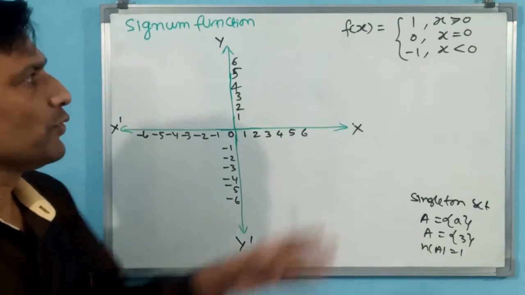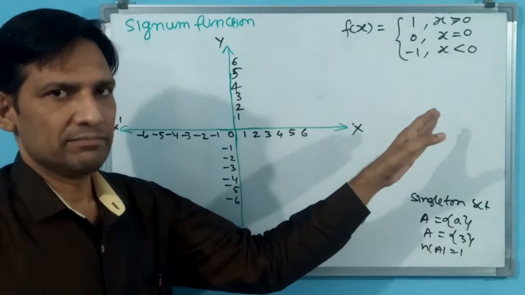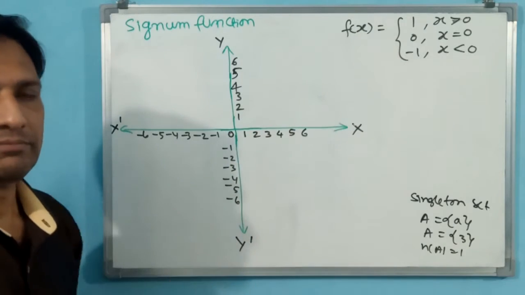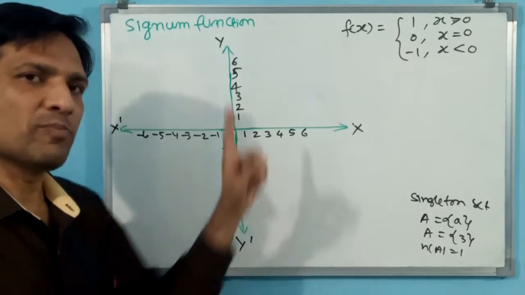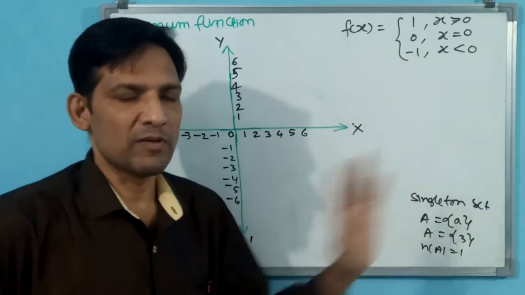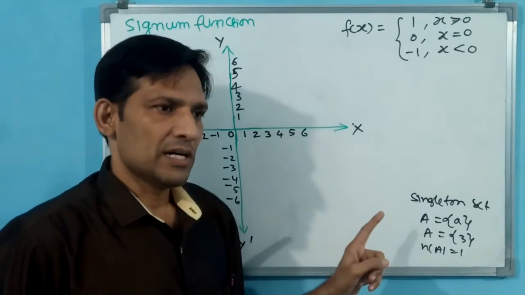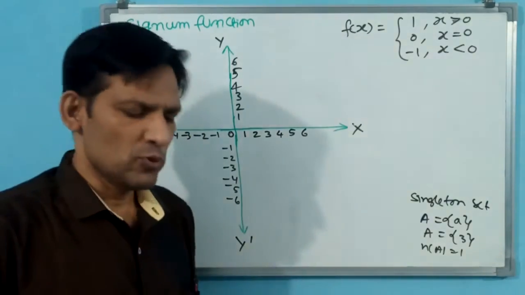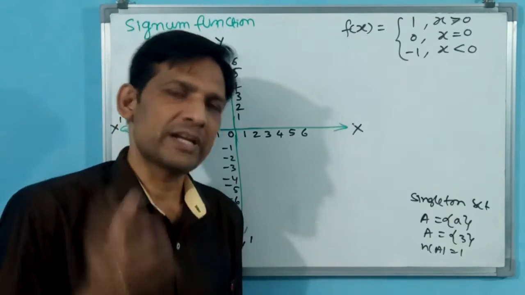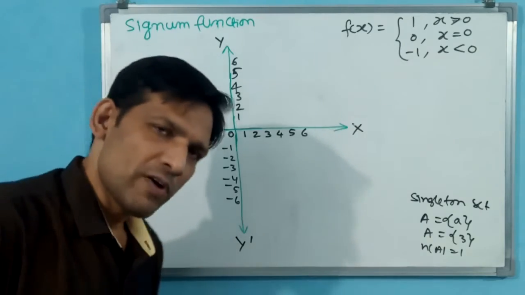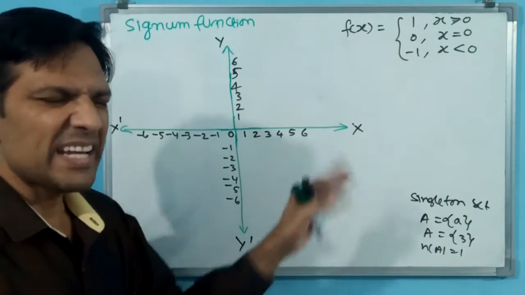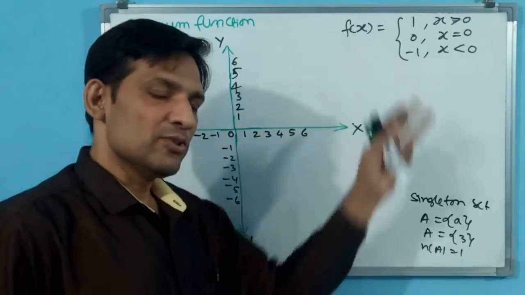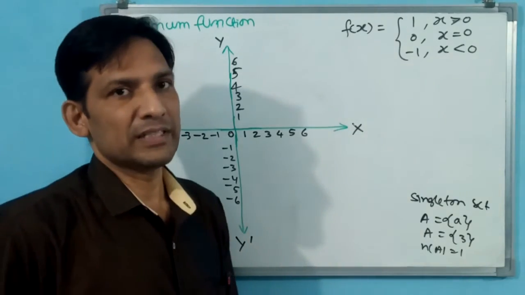That means, see, if you give an input or domain value greater than 0, the output is only 1. Even if you give 200, the output will be 1. Even if you give 3, the output will be 1. Even if you give 0.5, the output will be 1. It should be greater than 0. 0.25 is also greater than 0, no? If you give 0.25, 1 will come. But if you give minus 32, it gives minus 1 only. If you give 0, then it shows 0. This is called the signum function.